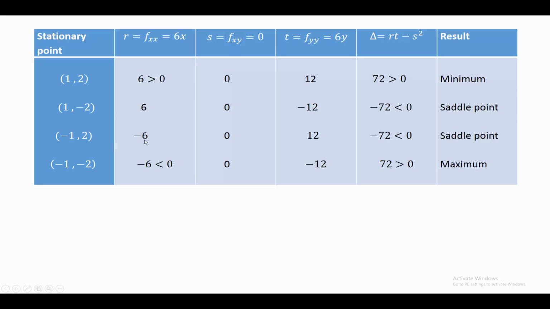At point (-1, 2), RT is minus 72 minus 0, which is minus 72. This is a negative value, meaning delta is negative at point (-1, 2). So this point is a saddle point.